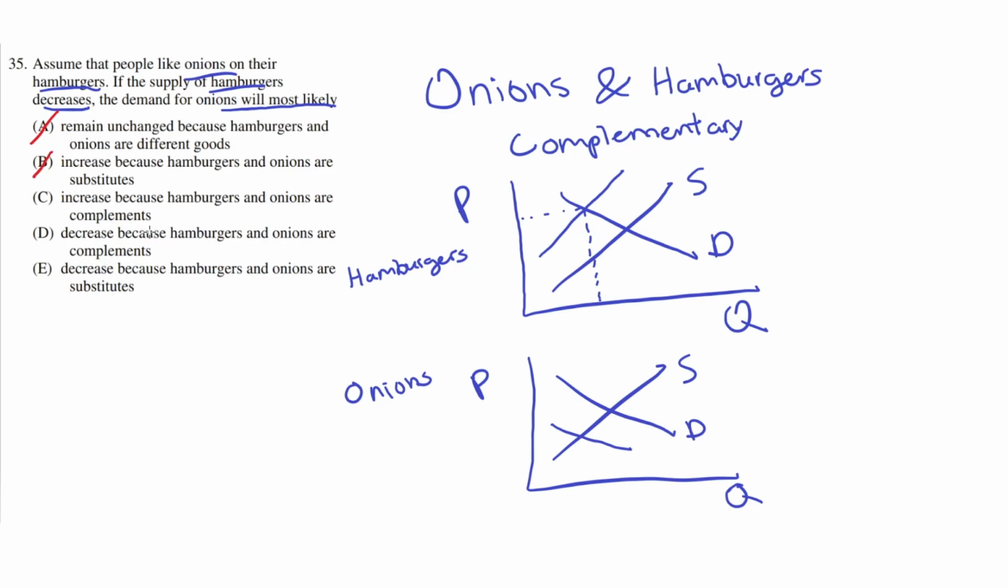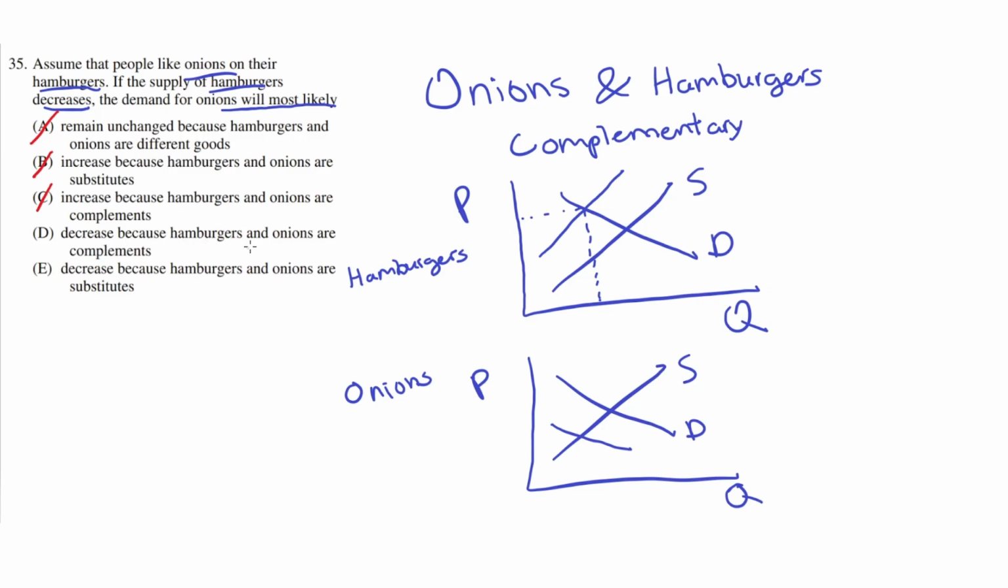C. Increase because hamburgers and onions are complements. Although it is true that hamburgers and onions are complements, the demand for onions will not increase. Because the supply of hamburgers decreases, the price of hamburgers would increase, and the quantity consumed would decrease. Because the price increases and quantity decreases, the demand for the complementary good, onions, in their market would shift to the left because people would consume less onions. So overall the demand would decrease, not increase. So C is incorrect.